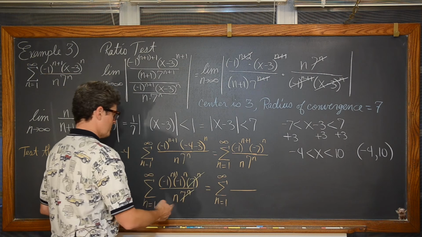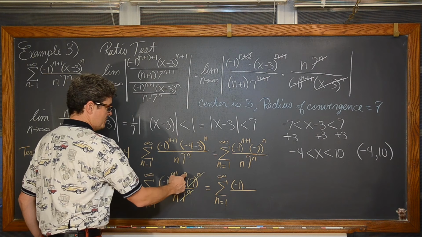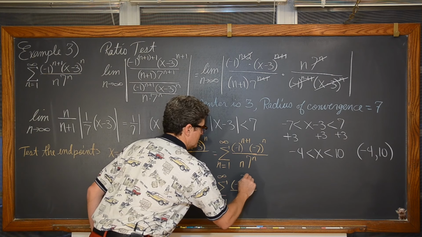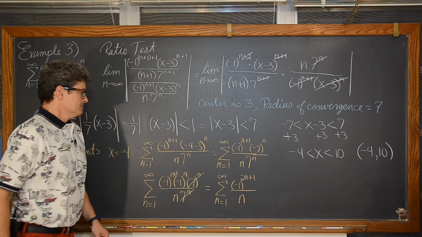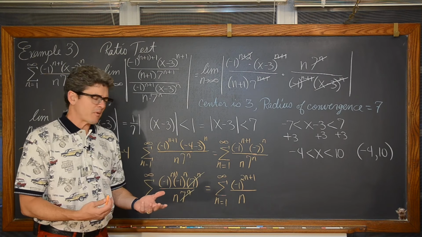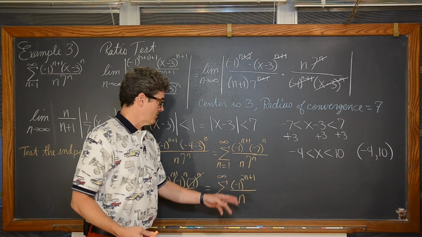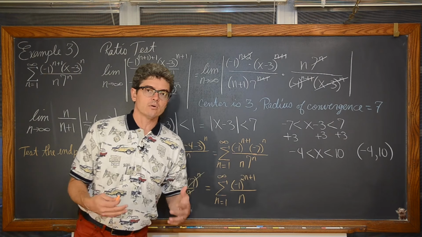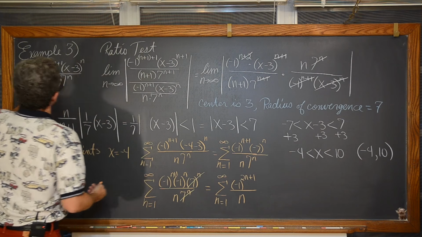So in the numerator, we're left with (-1)^(2n+1) over n. And 2n plus 1, I think you're probably pretty comfortable by now. If you take a number and you double it and you add 1, you're guaranteed to have an odd answer. And negative 1 to an odd power is always going to come out to be negative 1. So this looked like and was an alternating series.